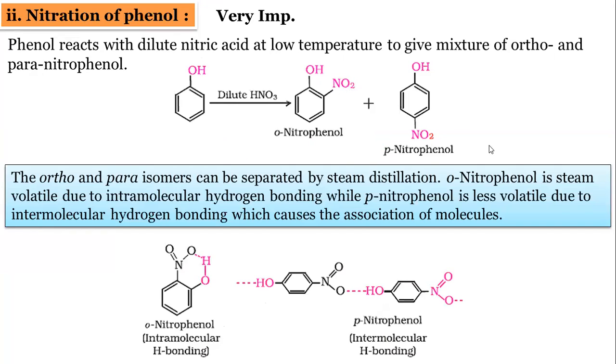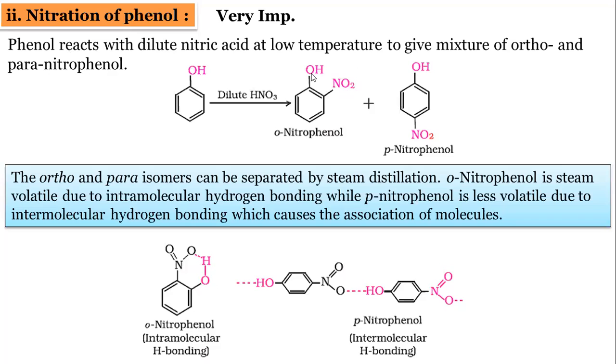Then the nitration of phenol, this is very important. Those students preparing for CET and NEET exams, this is very important. This question has been asked many times for the board exam. Nitration of phenol. See, phenol first reacts with dilute nitric acid at low temperature to give ortho and para products. This is a normal reaction.